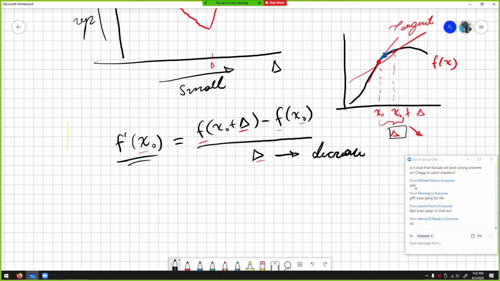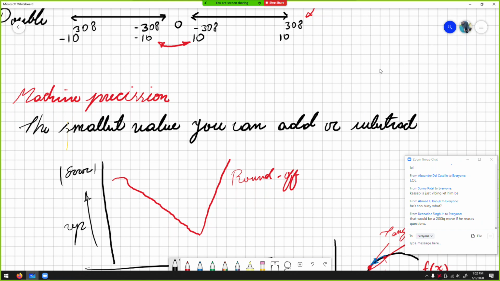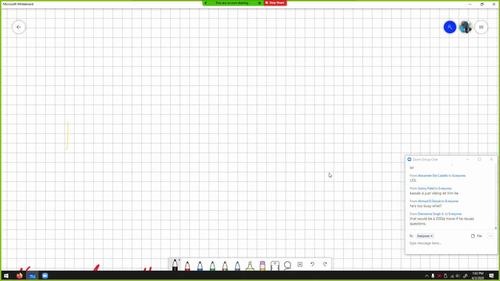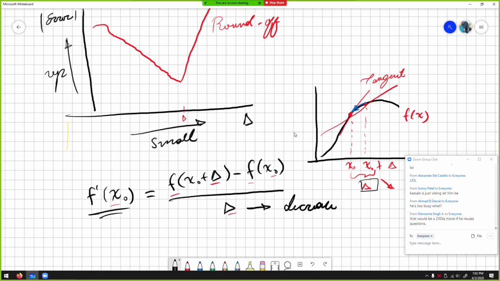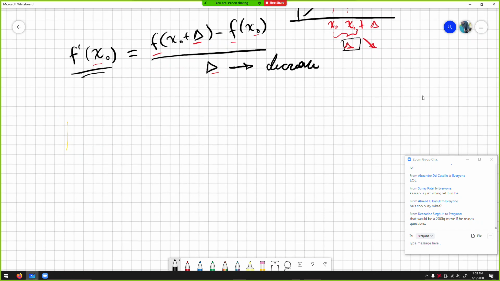But so this delta value, if I make it too small, I have machine precision. I hope that was a good explanation of where machine precision comes from. Our approximation becomes too small, to the point that it becomes inaccurate because the computer runs out of memory. It doesn't know how you want to store something.